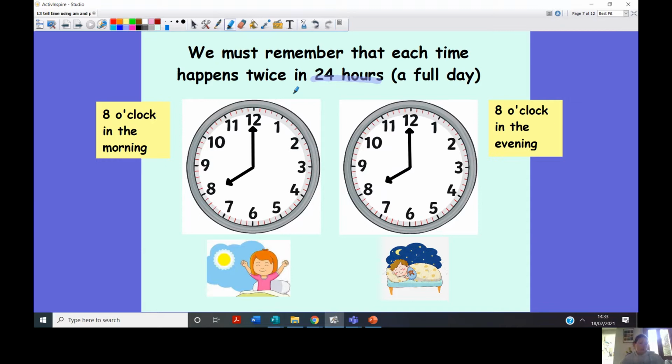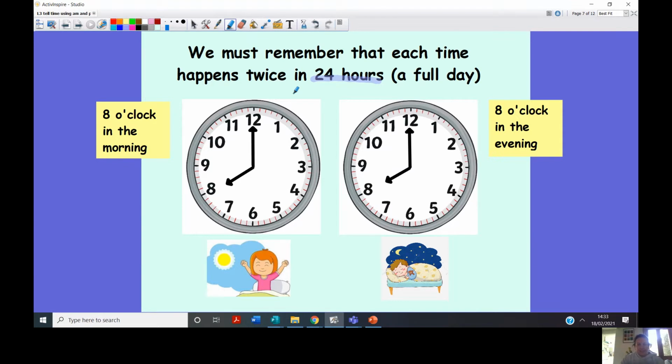Do you come to school at 8 o'clock in the AM or in the PM? That's why we say AM, PM, or morning and evening. Or I go to bed at 9 o'clock in the morning, 9 o'clock in the evening. It helps us understand what time of day.